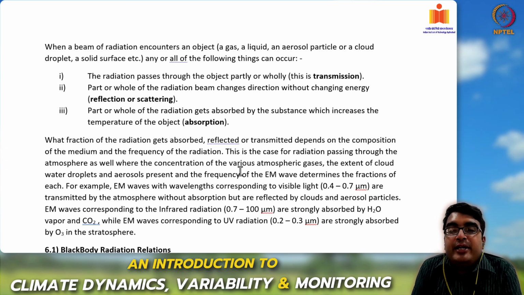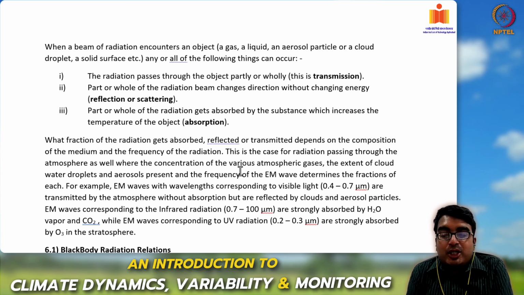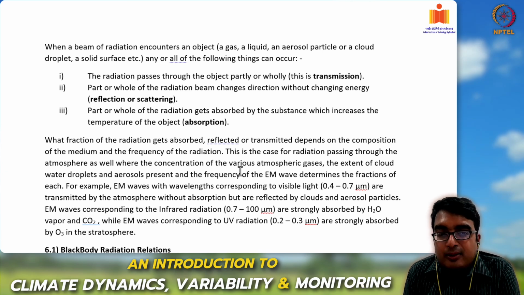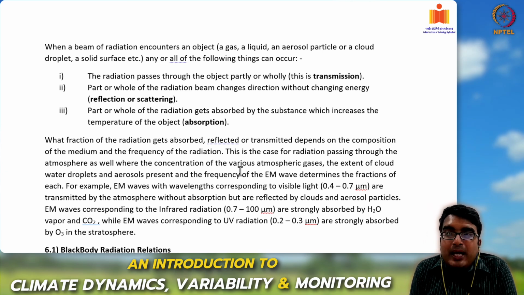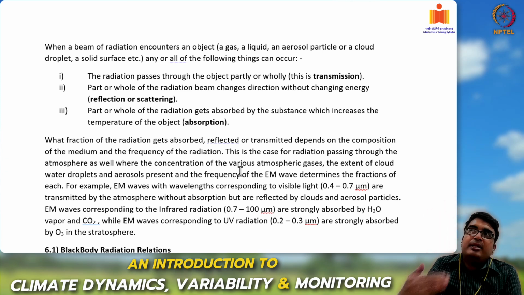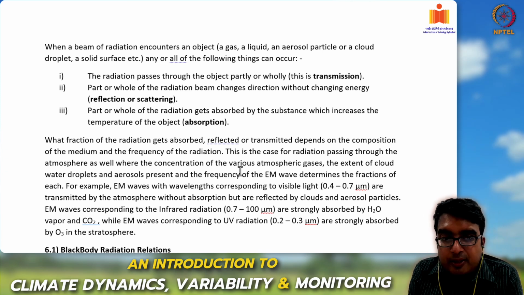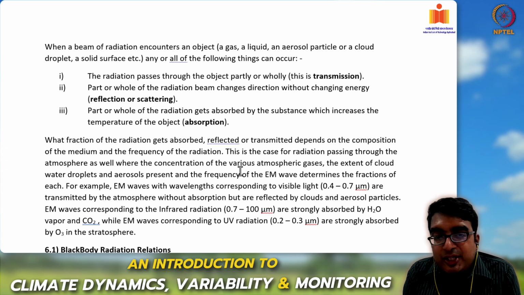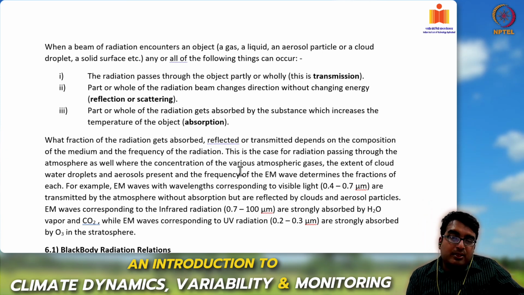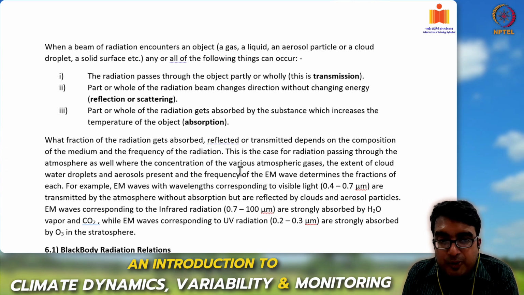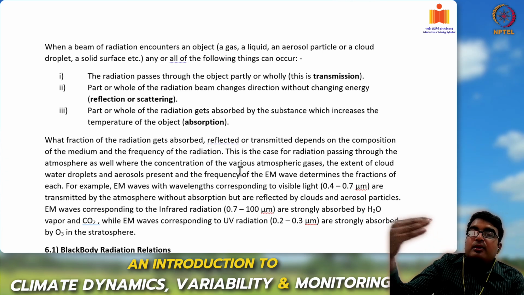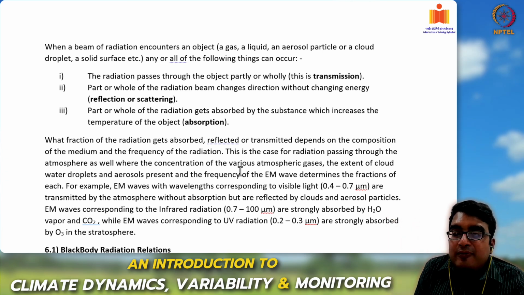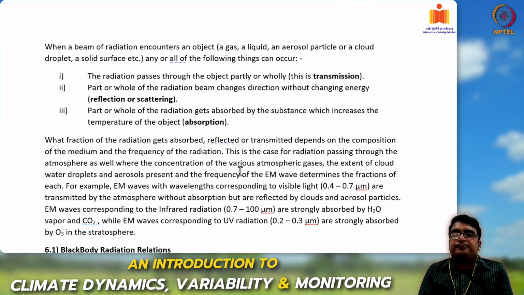Part or whole of the radiation beam changes direction without changing energy. This is called reflection or scattering. So, the energy remains the same during reflection and scattering. Part or whole of the radiation gets absorbed by the substance, which increases the temperature of the object. So, there can be absorption, transmission, and reflection or scattering.